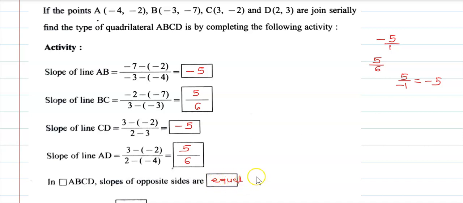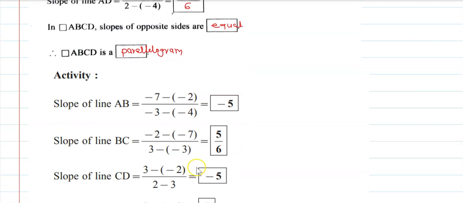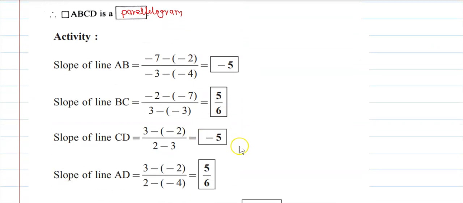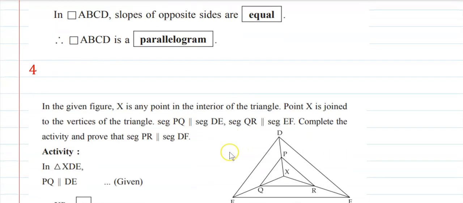Slope of opposite sides are equal, and therefore quadrilateral ABCD is a parallelogram. Again here you can see the same activity. It's a parallelogram. Now the next activity.